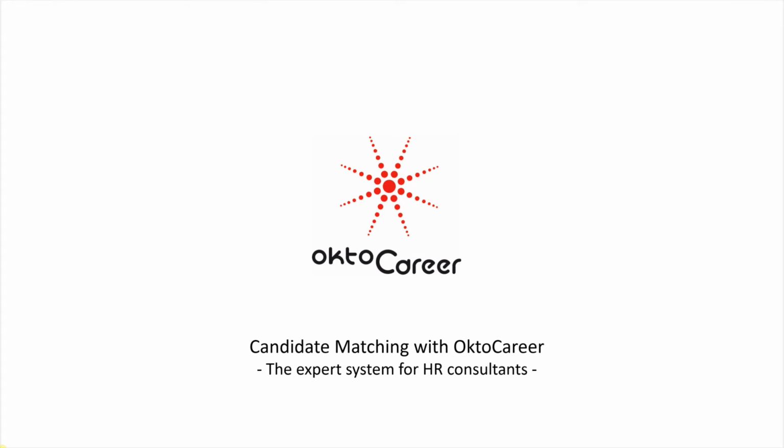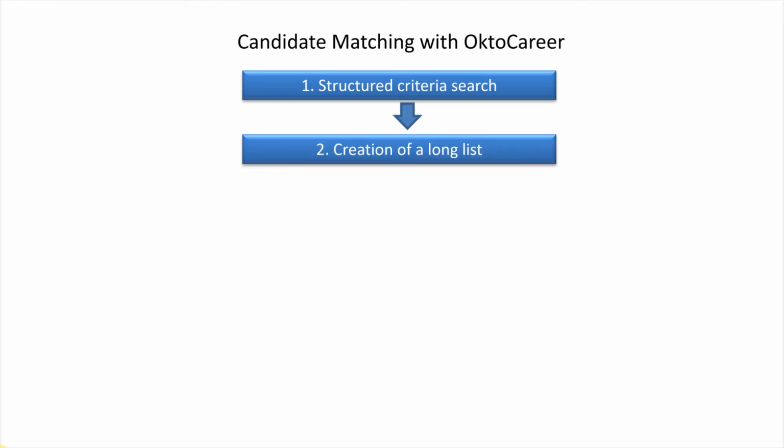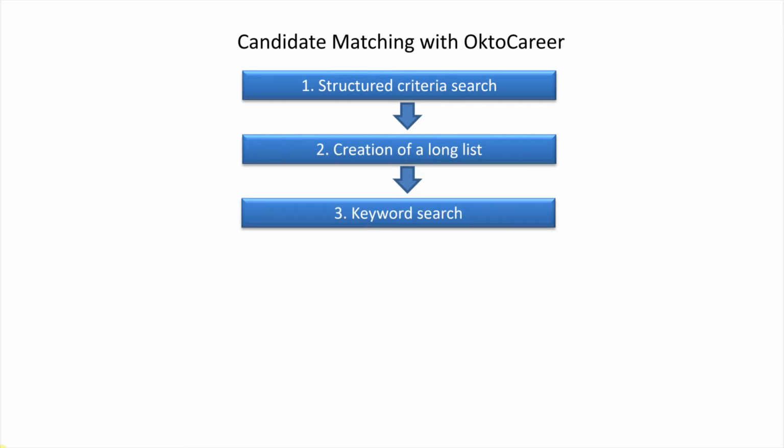In this video, you will see how you can identify suited candidates for an assignment. In the first step, candidates are identified with a structured criteria search called matching. A long list is created to save the retrieved candidates from the search. Next, further candidates are identified with a keyword search.